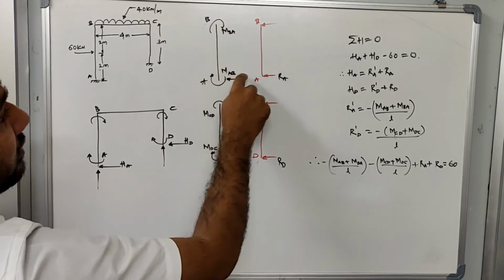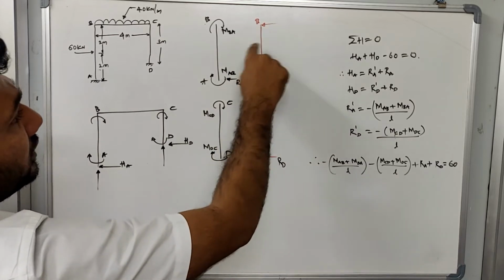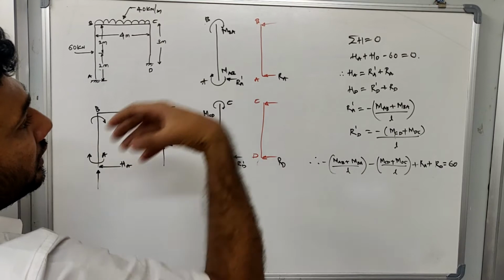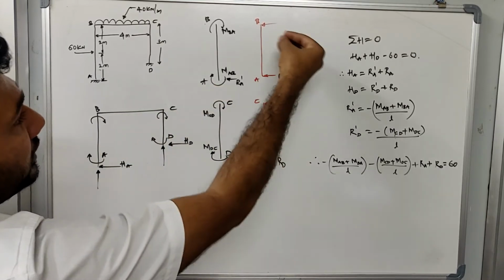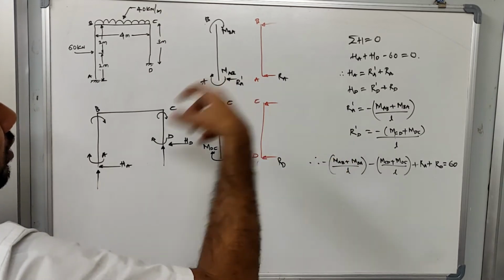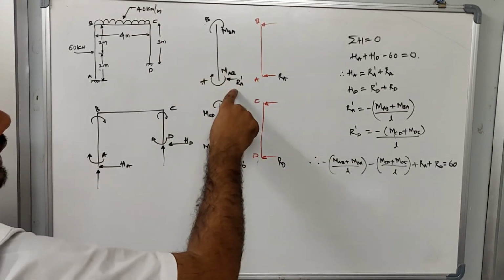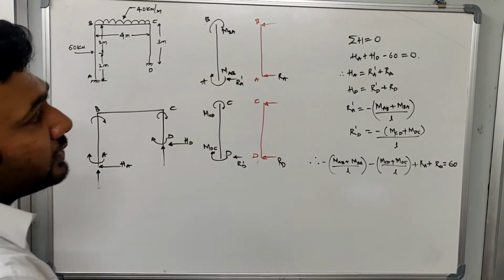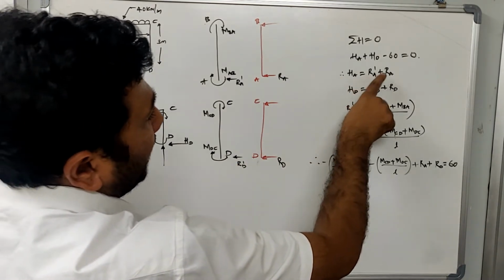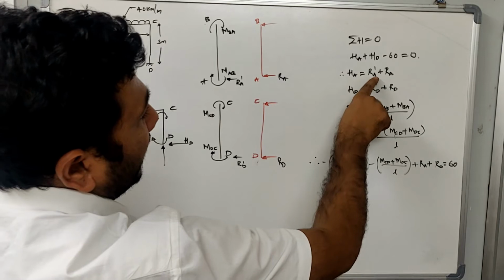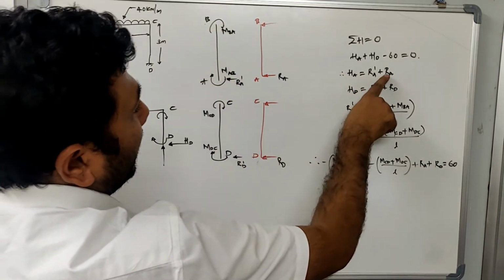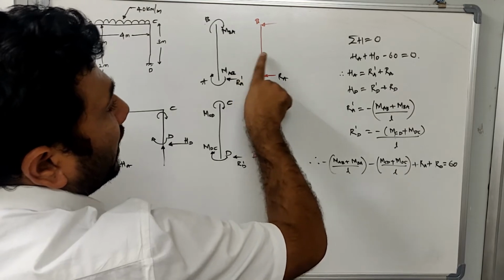Based on the end moments we will calculate the reaction, and then based on the external forces we calculate the reaction. Let me call the reaction calculated from the external forces RA, and the reaction calculated from the end moments RA dash. So the horizontal reaction at A will be equal to RA dash plus RA. RA dash is calculated from the end moments, and RA is calculated from the external loading.